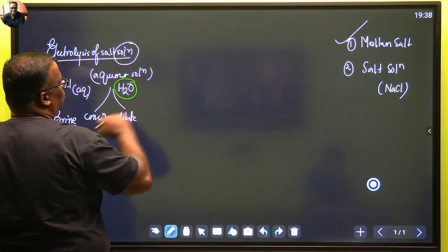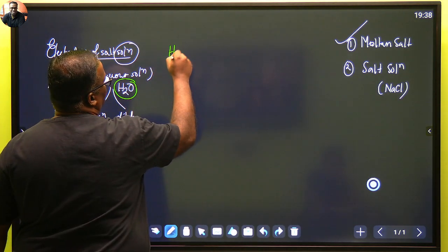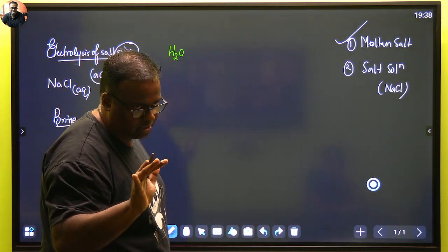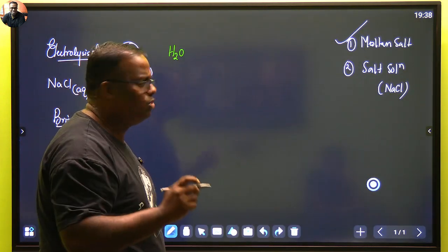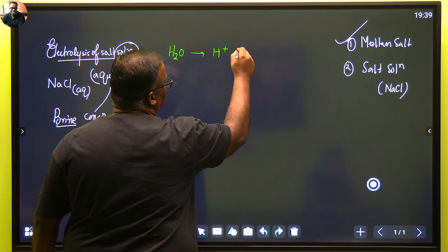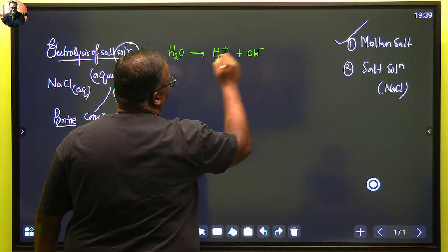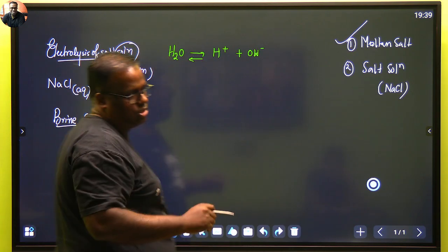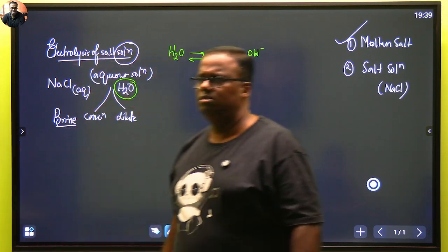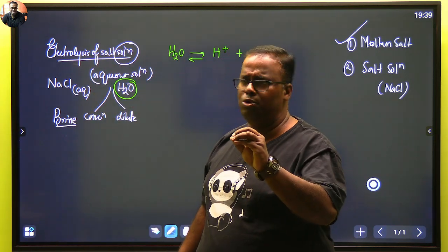This is H2O. Let us look at H2O. H2O itself, pure water, does not conduct electricity. That does not mean pure water does not ionize. Pure water does ionize. It ionizes to hydrogen ion and hydroxide ion. But this is a reversible process, we say, in which very less amount of ions will ionize. Very, very few. Pure water होने से भी.